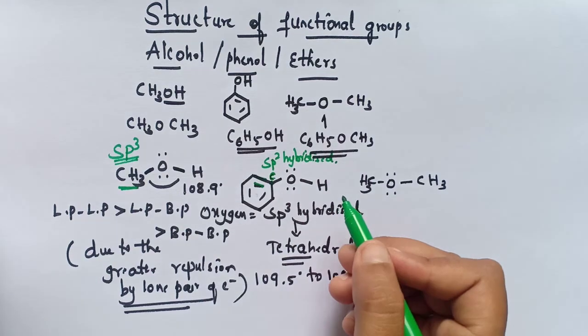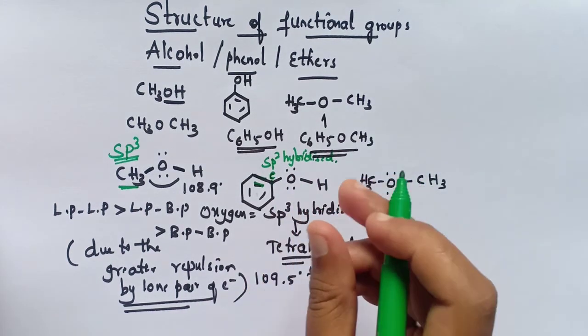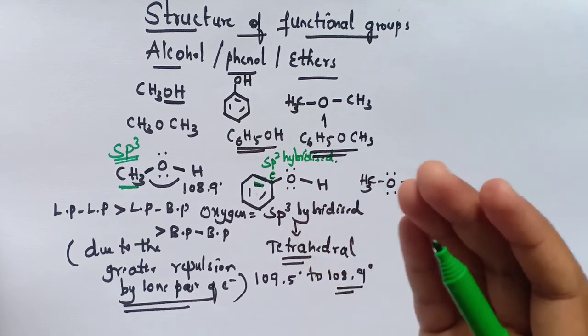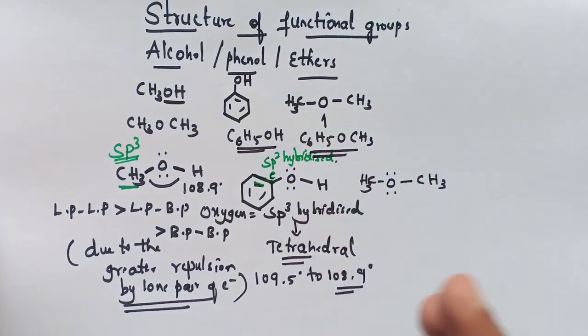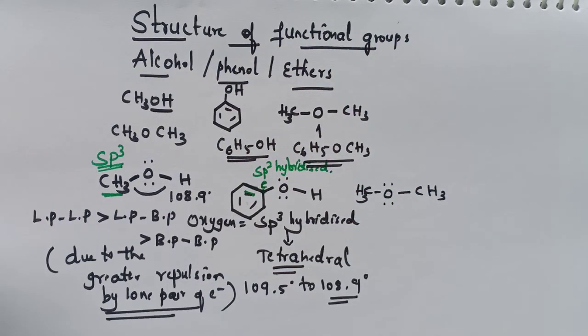So here the lone pair of electrons present on the oxygen atom are involved in the resonance. So it will result in the partial double bond nature of the carbon-oxygen bond. By this partial double bond nature of the carbon-oxygen bond, it will decrease the repulsion between the lone pairs of electrons, and hence the bond angle is slightly more than that of the alcohol.